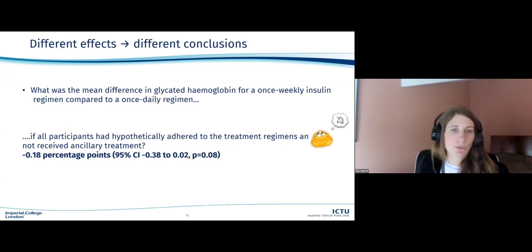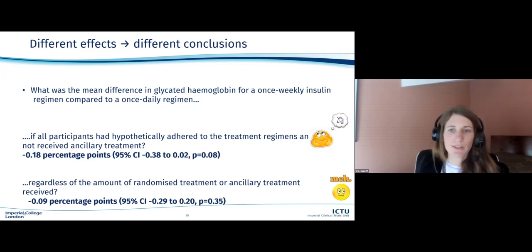So, for example, consider one trial that we found in type 2 diabetes that compared the mean treatment group difference in glycated hemoglobin for a once-weekly insulin regimen compared to a once-daily regimen. In this trial, when they asked what was the mean difference in the glycated hemoglobin for a once-weekly insulin regimen compared to a once-daily regimen, if all participants had hypothetically adhered to the treatment regimens and also not received the ancillary treatment, this gives a result of minus 0.18 percentage points. And we have a confidence interval of minus 0.38 to 0.02 and a p-value of 0.08.